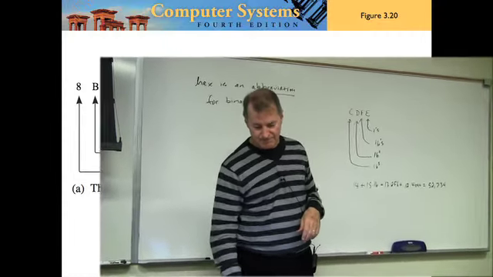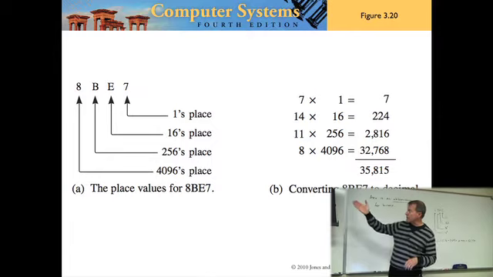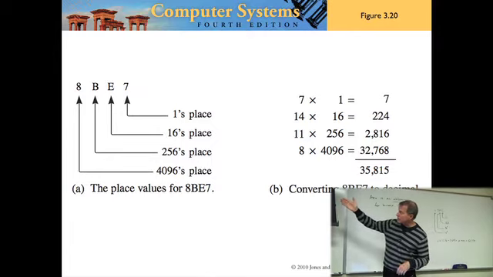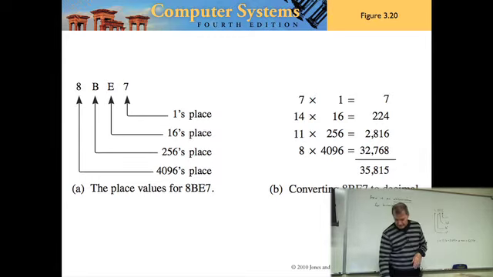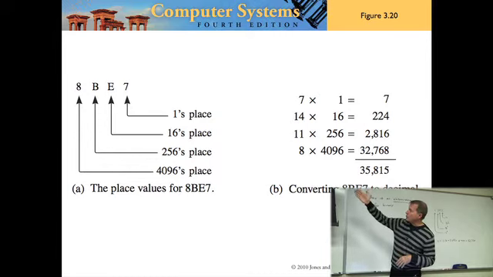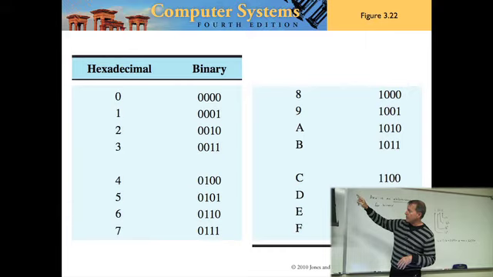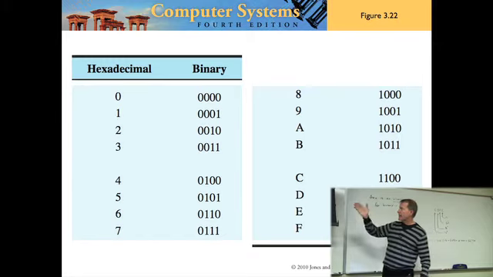Here's figure 3.20, an example of how to do 8BE7, but we just did that example. In figure 3.22 is a table that shows this special relationship between hexadecimal and binary. Notice that in binary, if you have 4 bits, the number of possible combinations of 4 bits is exactly what?